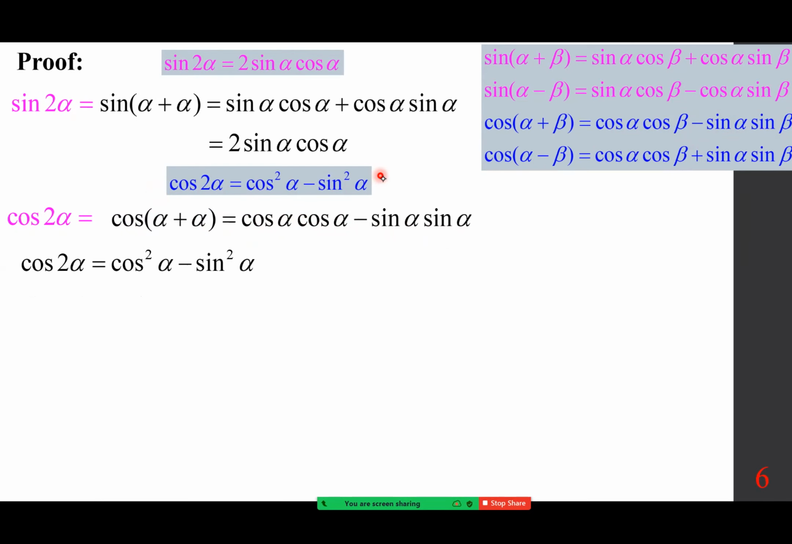Now, if we replace sine squared with 1 minus cosine squared, we can write this as cosine squared minus 1 plus cosine squared, and it proves that it's equal to 2 cosine squared alpha minus 1.